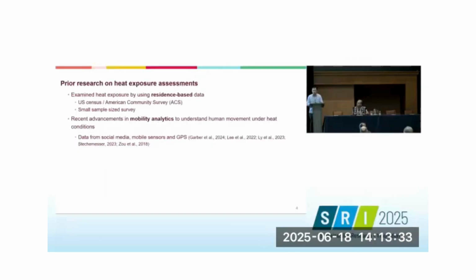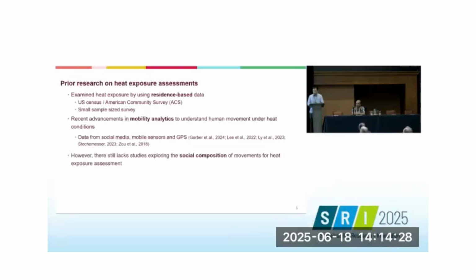Given such impact of heat waves on human beings, how can we measure human movement? Previous studies have used data from the American Community Survey or census data. But such data is static. It is based on yearly, 5-year, or 10-year intervals. Some other researchers have used sample data, but such data is typically very small and might not be very representative. So in recent years, with the advancement of technology, especially social media, mobile sensors, and GPS, people are using such data to capture humans' real-time movement.